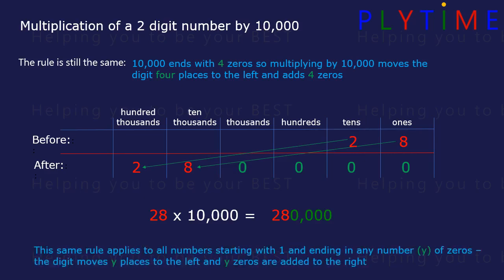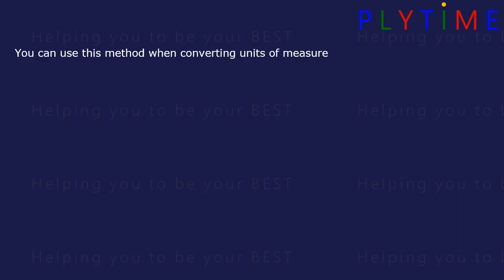The same rule applies to all numbers starting with a 1 and ending in any number of zeros. The digit moves y places to the left and y number of zeros fills the gaps. You can use this method when converting units of measure.